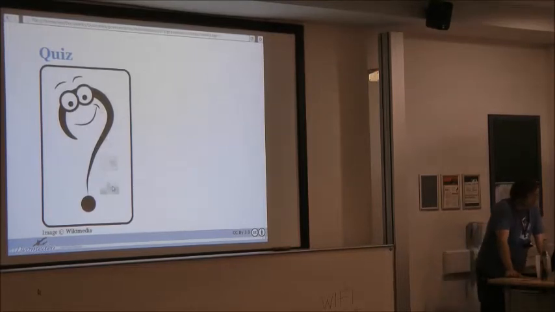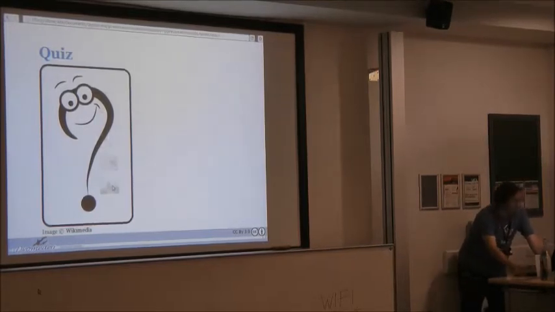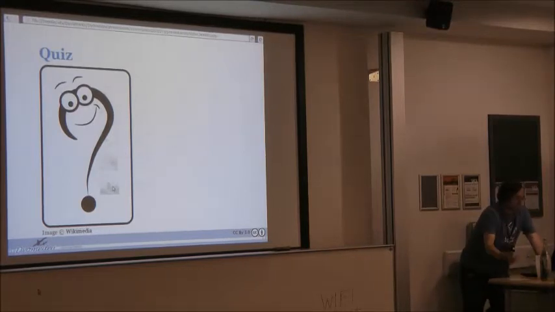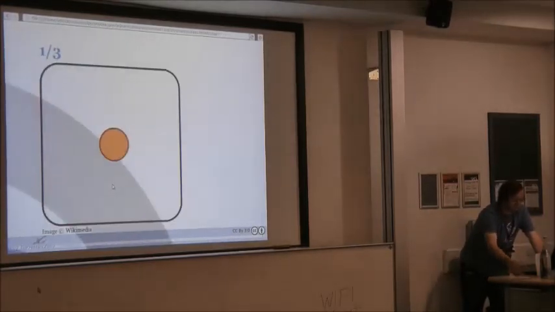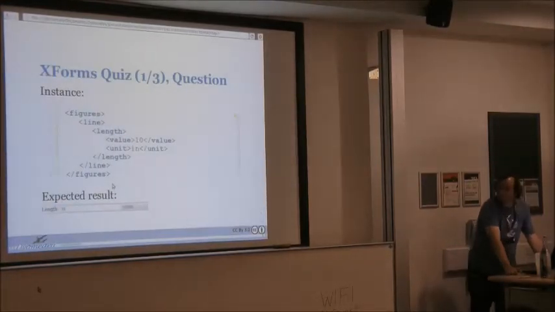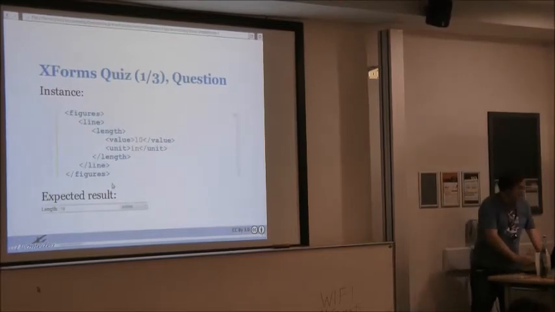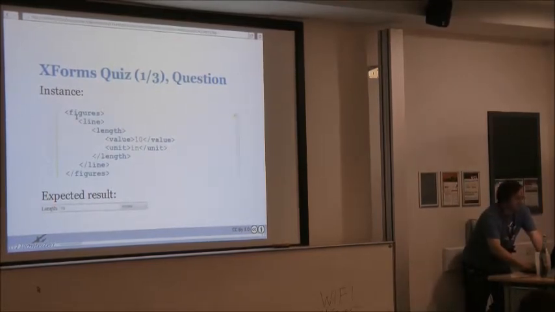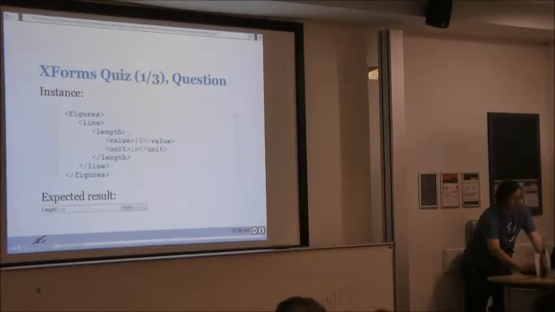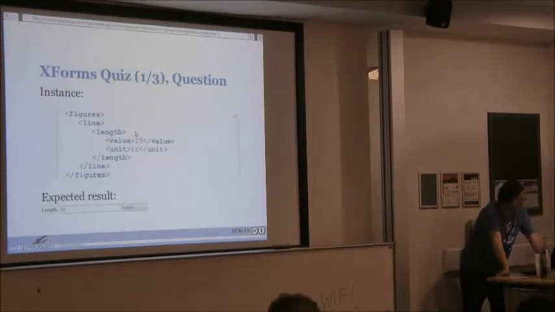So first I will introduce this very short example, and I will do it in 3 different ways. So the first step here is just a simple question. Let's say you have this instance, so you have figures, and in this figures element you have a line, only one single line, and you need to edit its length, and the length itself is composed of a value, a pure numerical value, and then the unit. So here I want to say that the length of my line is 10 inches, for instance.